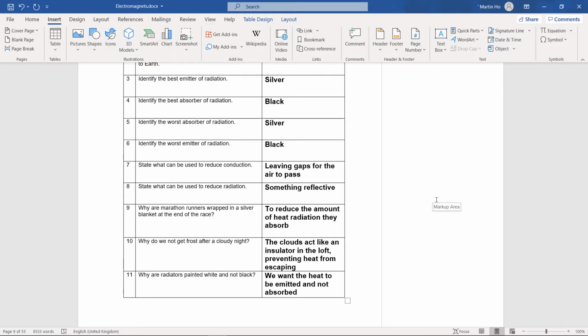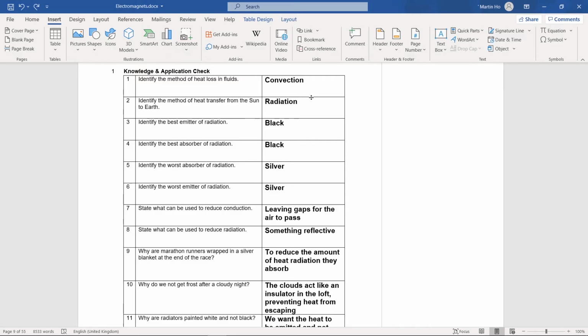4. Identify the best absorber of radiation. It is the color black, as of course black represents the entire spectrum of visible light, so it can absorb all of the different colors of light. 5. Identify the worst absorber of radiation. This would of course be silver, as it is a reflective color and reflects most of the radiation. And 6. Identify the worst emitter of radiation. Of course, this is the color black, as it is more focused on absorbing the colors rather than emitting them.